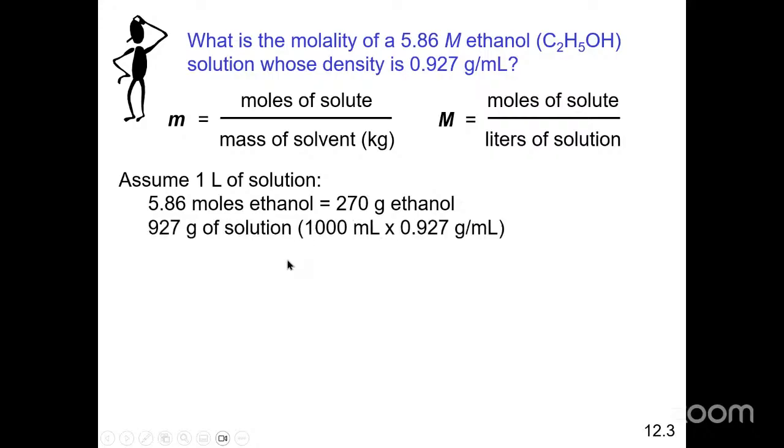The next step would be to find out, based on the density of the solution, what would be the mass of 1 liter? And that's the calculation shown here. 1 liter is the same thing as 1,000 mL.